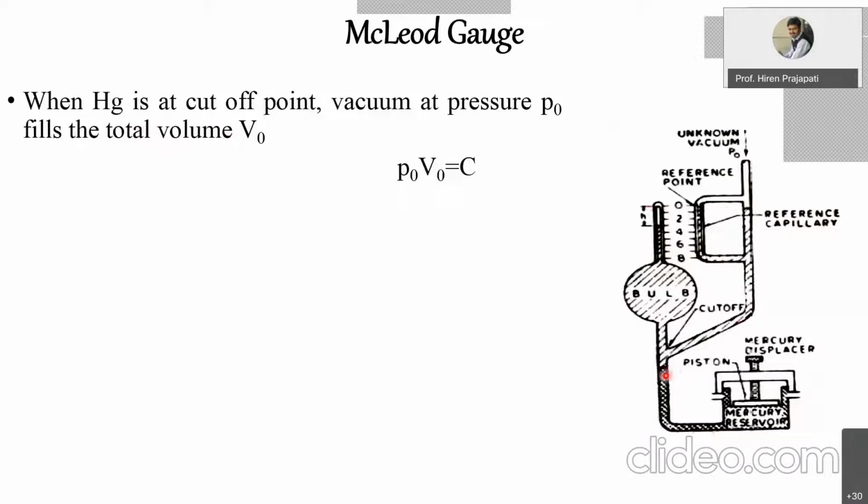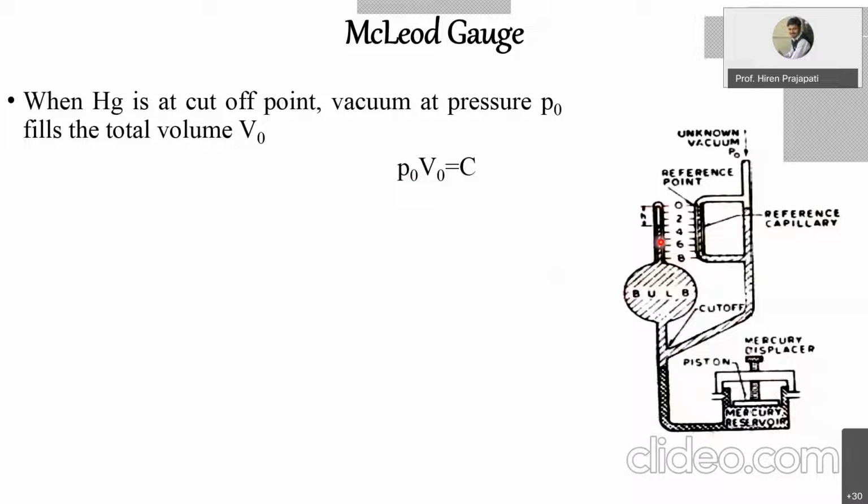Means when this mercury is at the cutoff point, then this entire system is filled with the vacuum whose pressure is P0. Now we want to find out the value of this P0, because P0 is the vacuum pressure, right? So P0 V0 is equal to a constant. And this V0 is the total volume, the volume of the bulb and the volume of this measuring capillary, right?